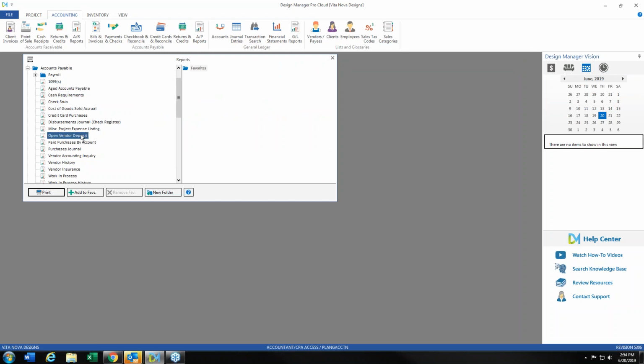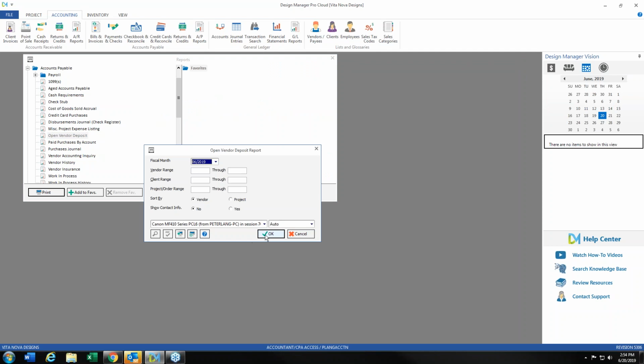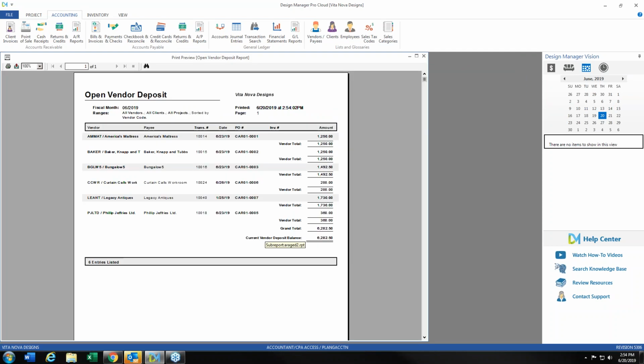And then the only other one, this open vendor deposit account. Oh good, there's stuff in here.